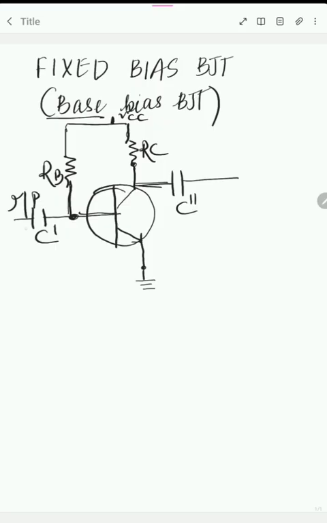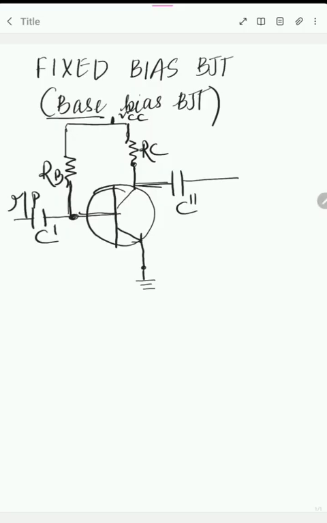That one is your base, and the collector is your output. Coupling capacitors block the DC component at the input and output; only the AC components pass here. From this fixed bias circuit, we will derive a few essential parameters.